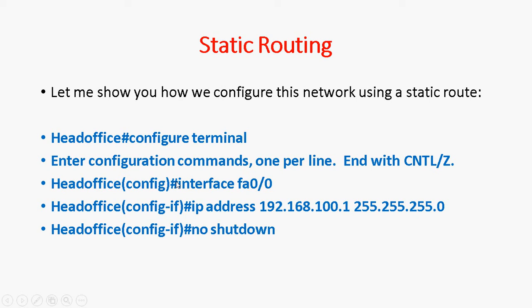From the head office, go to global mode and go to the particular interface. Head office to branch office, I have to assign the IP address 192.168.100.1 and give the subnet mask. Then I have to give no shutdown. By default on a Cisco IOS router, all the interfaces are in shutdown state, so you have to enable that interface using the no shutdown command.